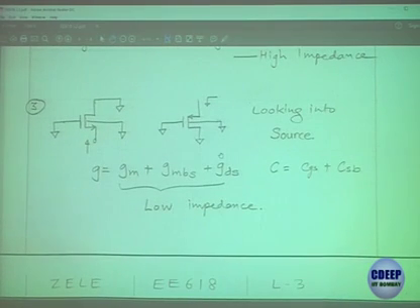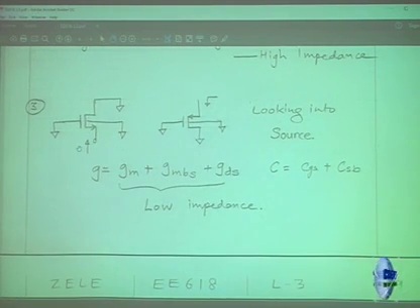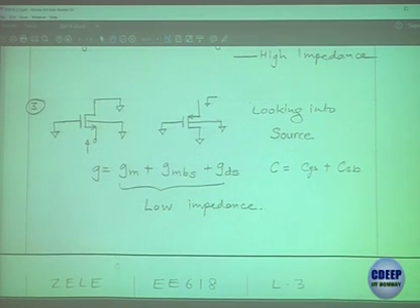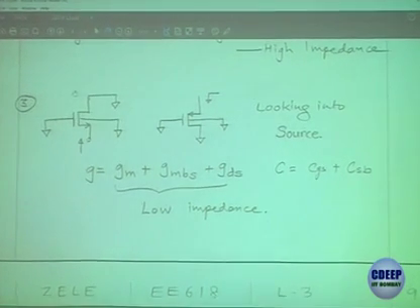And if you look into the source, you will get body effect plus GDS, both of them, and so this is pretty much like a low impedance node. Then the most important thing to remember in this particular case, and where people make mistakes, is that this node is grounded. The drain is connected to ground. If the drain is not connected to ground, this result is not valid.